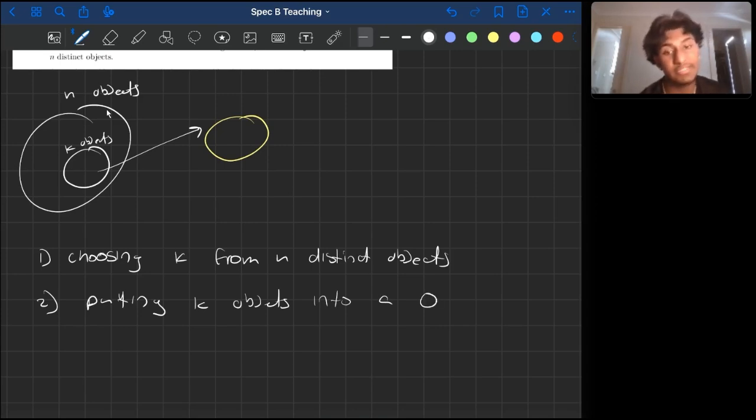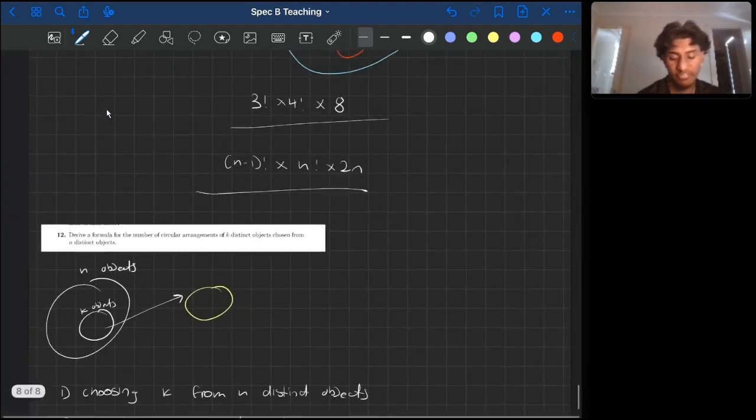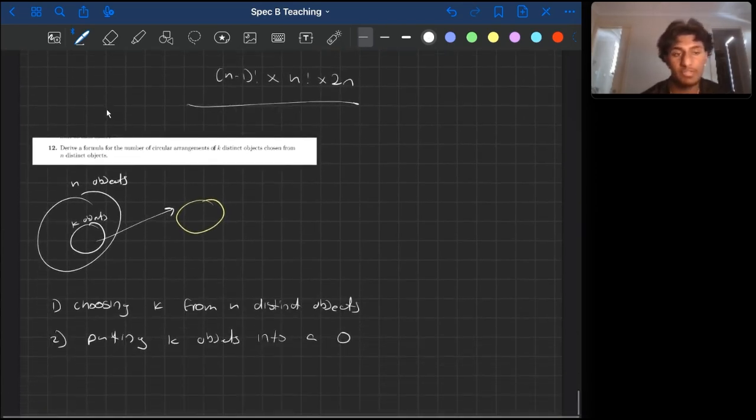Now we're going to see if we can use the multiplication principle, which is something you should be familiar with. We've used it in the previous question, so if you don't know that, you should definitely brush up. Without this, you can't do any combinatorics questions. We're going to use the multiplication principle to combine these 2 steps to get a final answer.